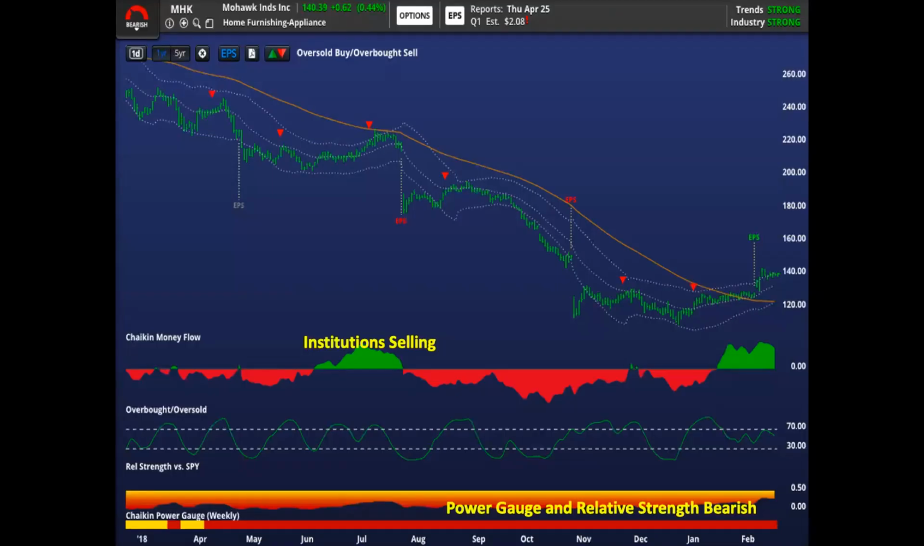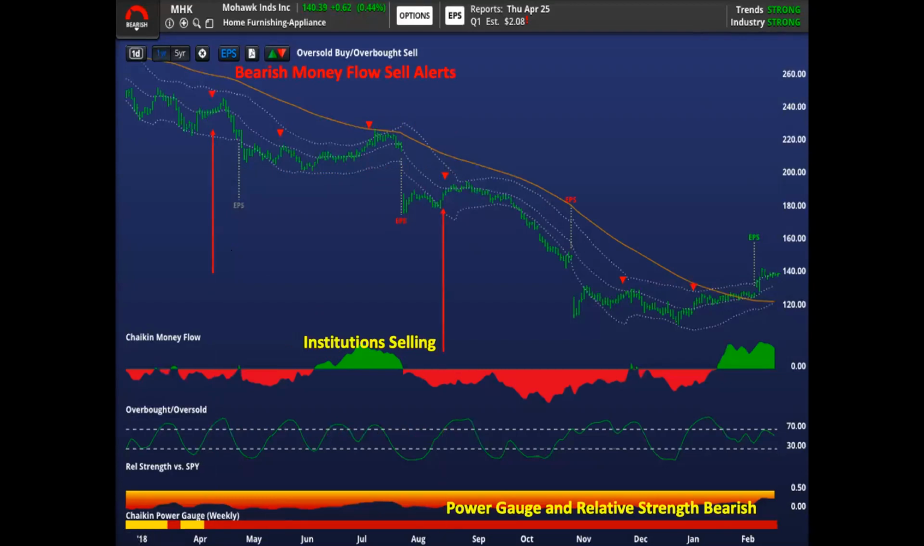So here's Mohawk Industries. It's a carpet company. It was affected by negative vibes and industry group strength in the housing stocks. This is a one-year chart. Power gauge rating was bearish through almost all of 2018. Underperforming the market, institution selling. It's a classic bear. And look what happens when the stock gets overbought and Chaikin money flow is red. Call that a bearish money flow sell alert.